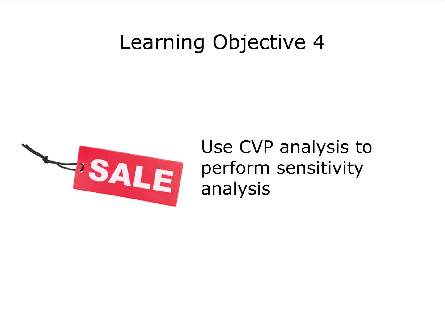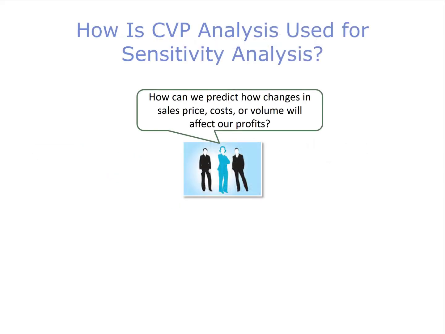The next learning objective is to use CVP analysis to perform sensitivity analysis. Managers often want to predict how changes in sales price, costs, or volume affect their profits. Managers can use CVP relationships to conduct sensitivity analysis.